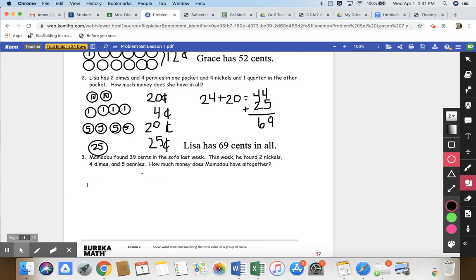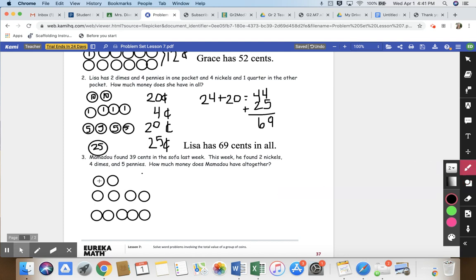So he found 2 nickels, 4 dimes, and 5 pennies. So I am going to just write in the very first one of each of these how much these are worth. So he's got nickels, dimes, and pennies. So in this first one, if we add these together, 5 plus 5 is going to be 10 cents. 40 cents is going to be, if we count by tens, 10, 20, 30, 40. And then he had 5 cents in pennies, because 5 pennies.